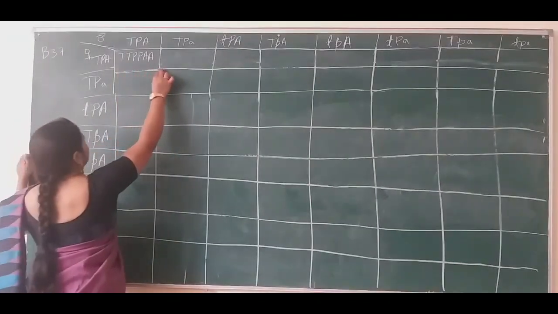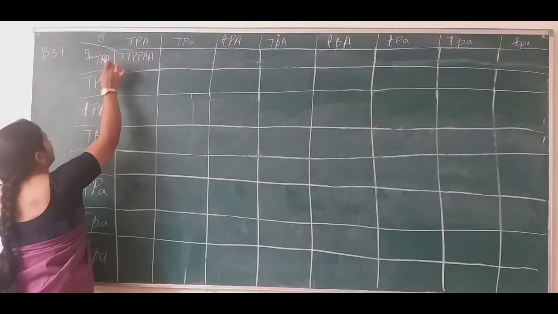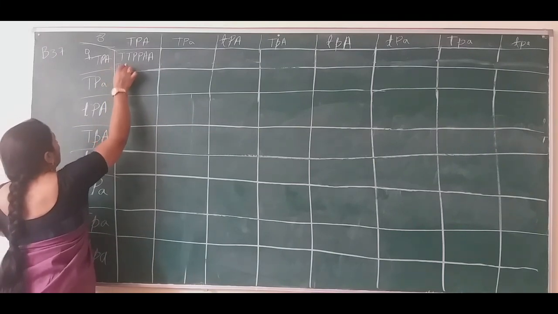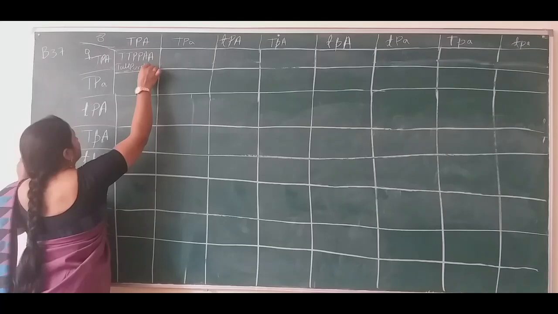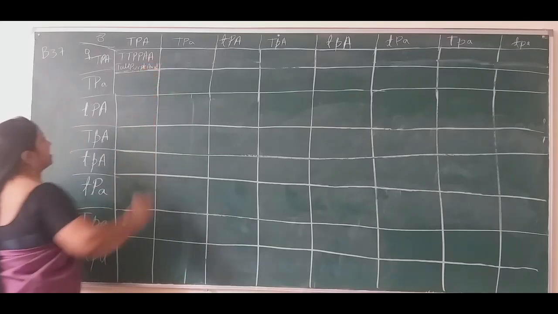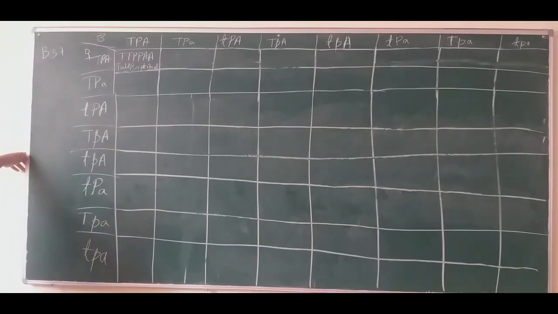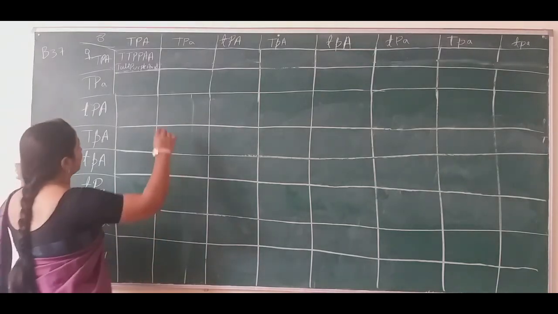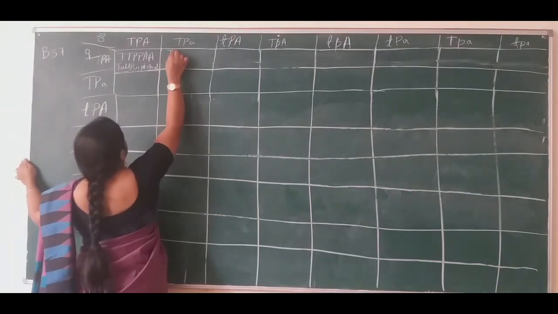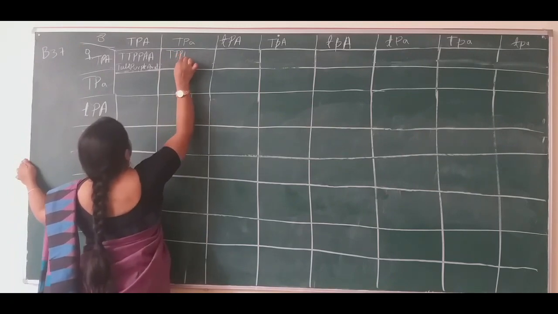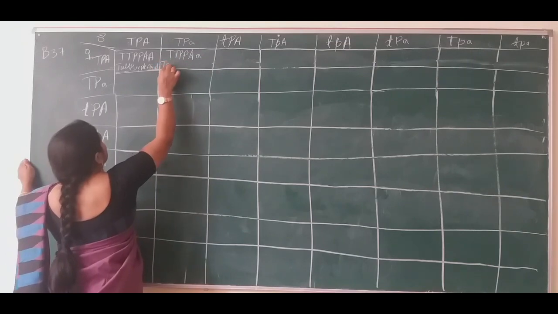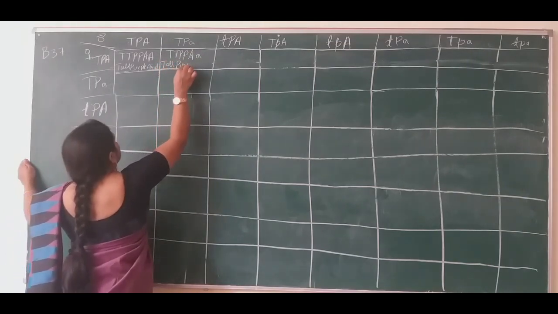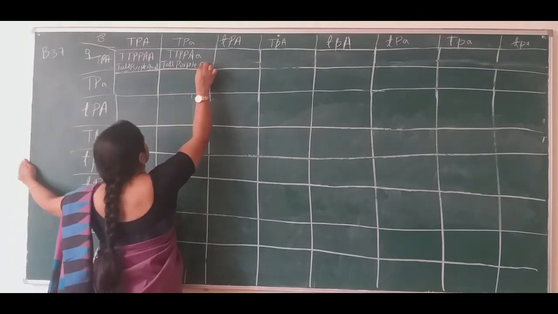After writing this, what you have to do? You have to write the phenotype. Tall, purple, axial. Like that, complete the columns, complete the boxes, complete the squares. Capital T, capital T, capital P, capital A, small a. Tall, purple, axial.